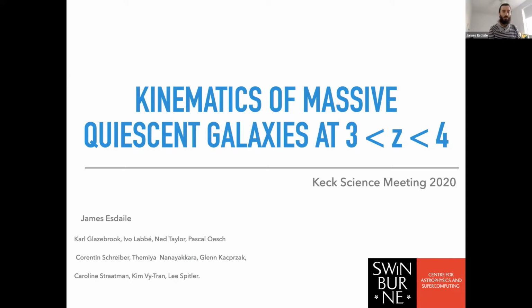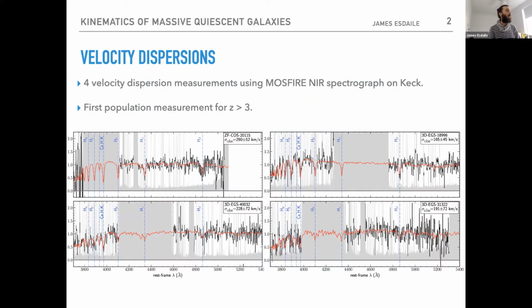So today I want to finish up the conference with quite an exciting result, and that's the kinematics of massive quiescent galaxies at redshift 3 to 4. The exciting result is that we've made velocity dispersion measurements for 4 massive quiescent galaxies at redshift greater than 3 using the MOSFIRE spectrograph. And this is the first population measurement that's been made for these galaxies.